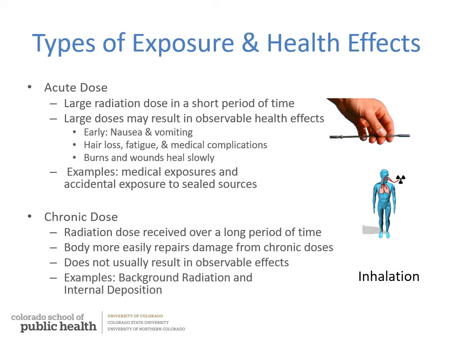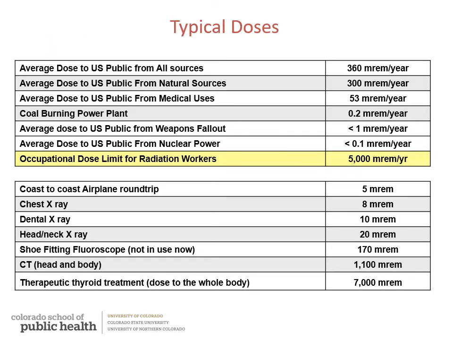The more chronic dose is obviously what's received over a longer period of time, and the body typically more easily repairs damage from chronic doses, and may not result in observable effects, such as with background radiation or internal deposition. Although it may not be observable, there may be long-term health effects. So let me show you the typical doses that people receive in a year. You can see in this table the average dose of the U.S. public from all sources is about 360 millirem a year.